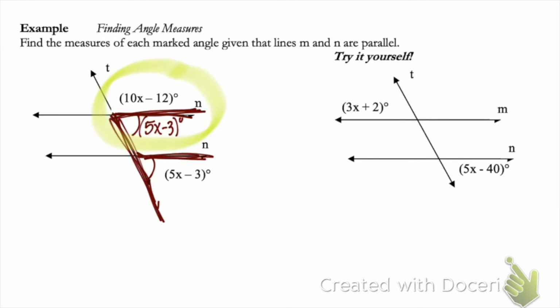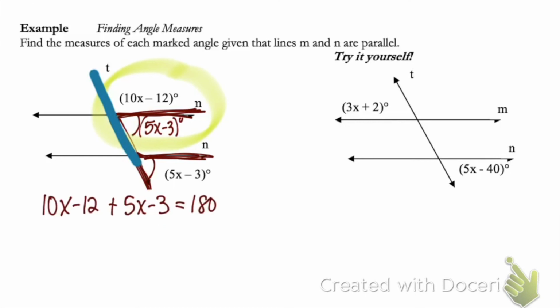Now let's look at this a little further. Do you recall what kind of angles these are? This was from our last concept, and they make a straight line here. So they're actually supplementary angles. If I add them together, it will equal 180 degrees. So I can set up this equation and solve for x.